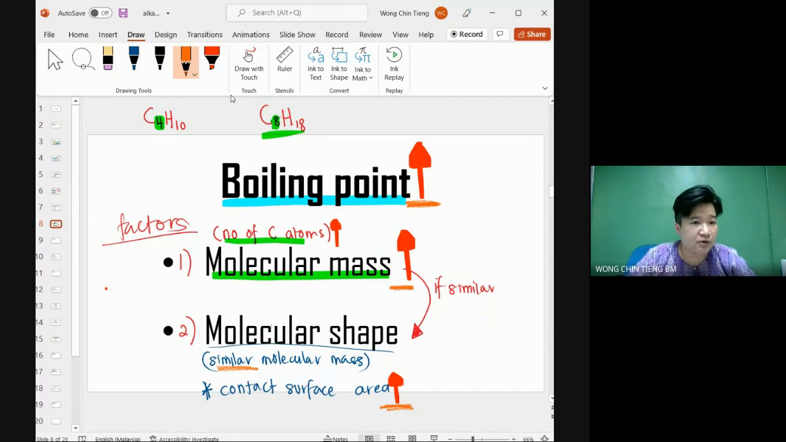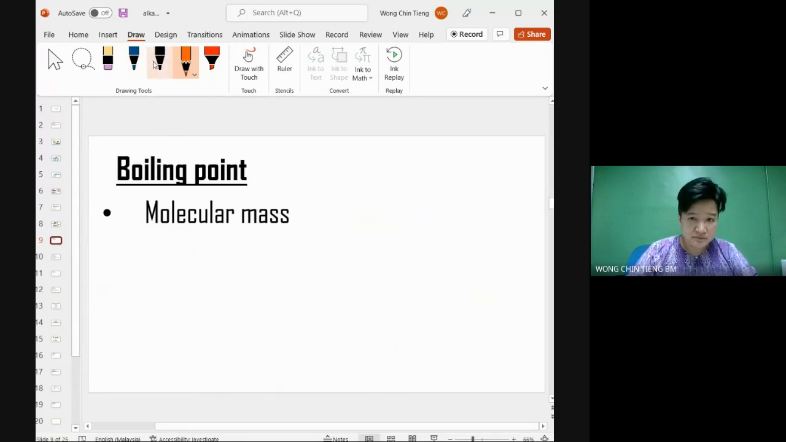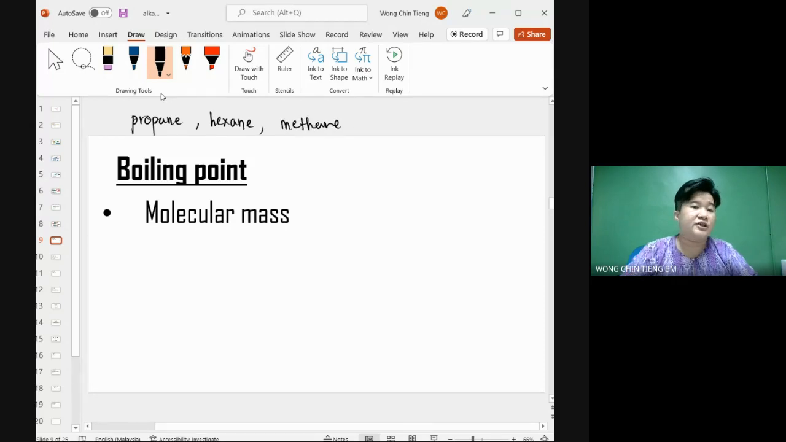Okay, we'll look at the example, don't worry. I'll give you one example question each. And I'll write you the sentence. I'll give you everything. It's just whether you want to write or not. Okay, boleh? So, example of the question. Let's say the question gives you propane, hexane, and methane. That's the question. And then the question asks you to arrange increasing boiling point.